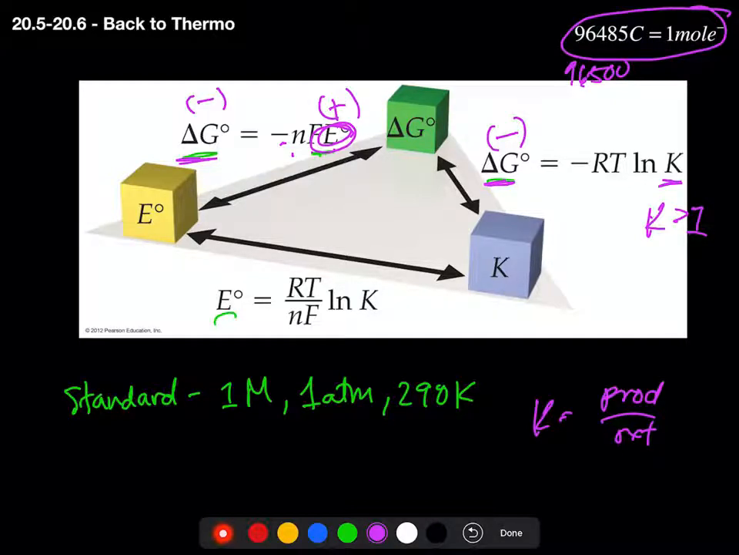Thermodynamically favored. Here we're going to tie together our E and our K, wherein if my K value is greater than 1, meaning products are favored, the natural log of a value greater than 1 is what sign? Positive. The ln of a number greater than 1 is a positive number, which means that my E naught value is positive. Does it make sense? All right, so make sure you know those equations so we can translate between my E and my G and my K.